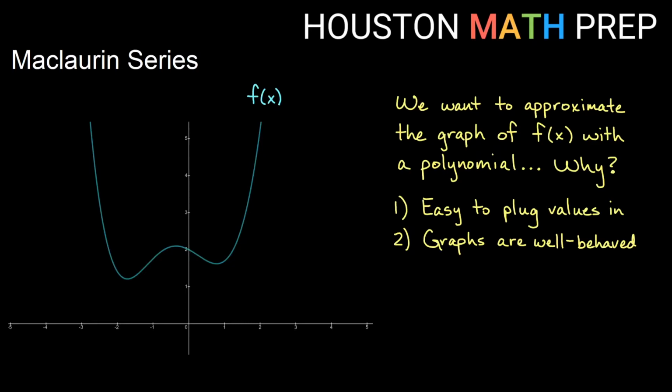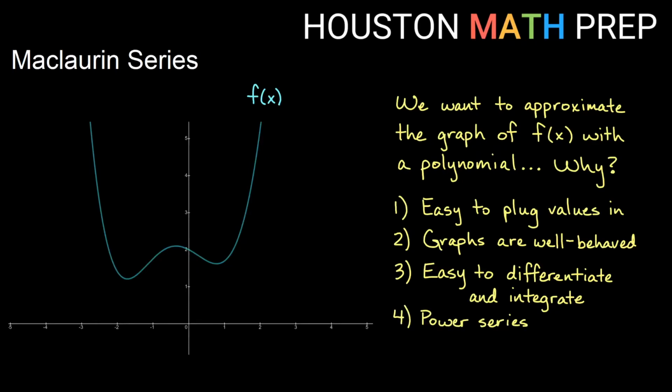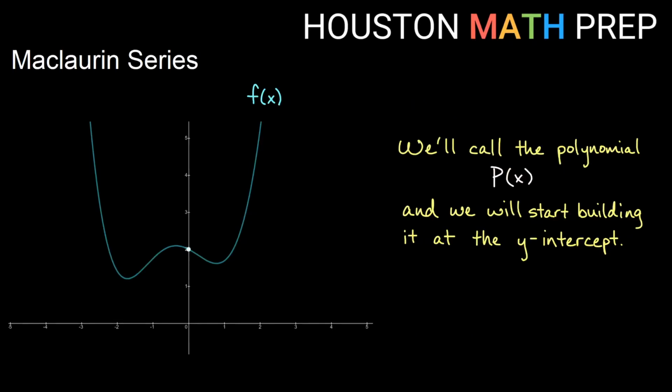Also, because they're whole number powers of x for every term, that means they're super easy to differentiate and integrate. Everything would just be some sort of a power rule, whereas this original function might not be like that. And of course, the most important thing is that polynomials are a power series, right? A power series is just a bunch of whole number powers of x with coefficients, and that's a polynomial. So we're going to use a polynomial to approximate this graph f of x. And we are going to call our polynomial p of x.